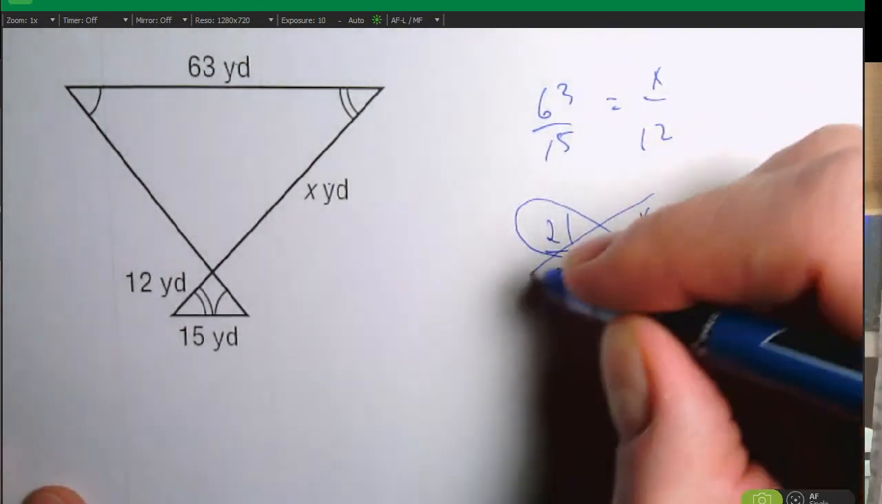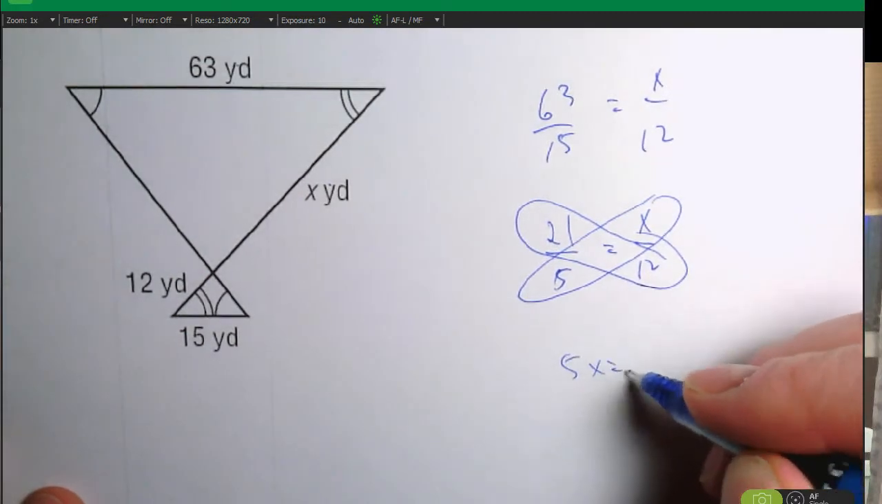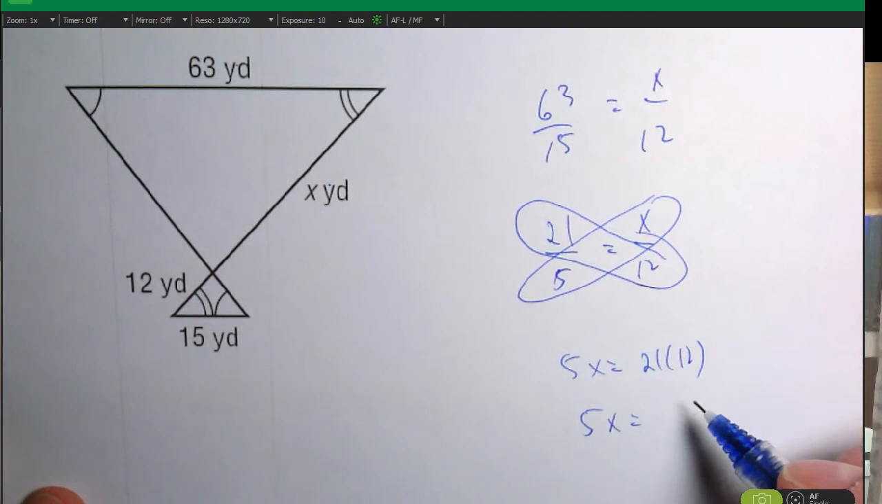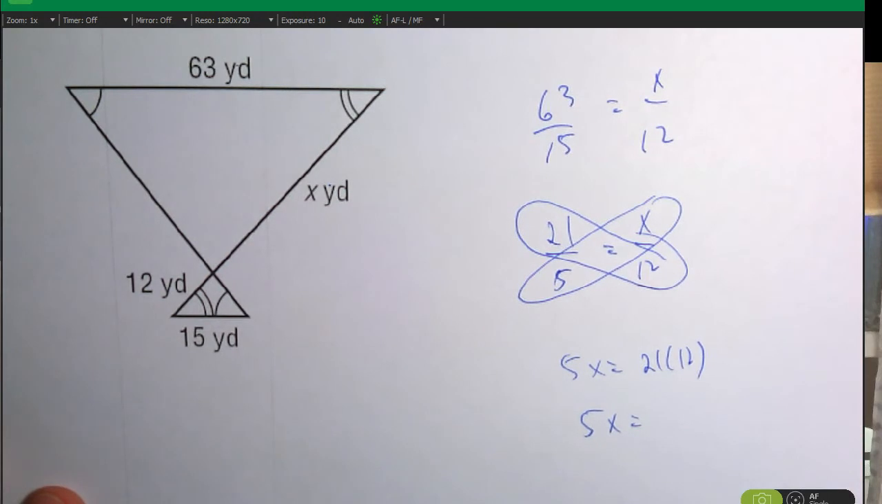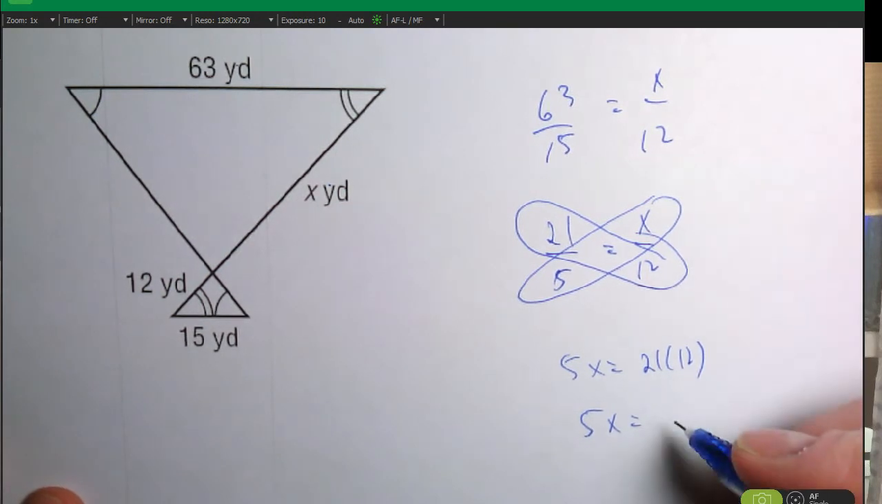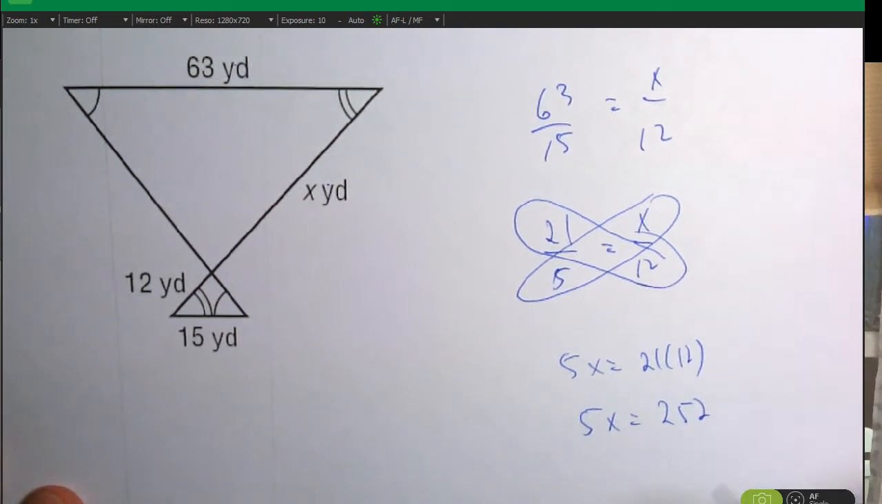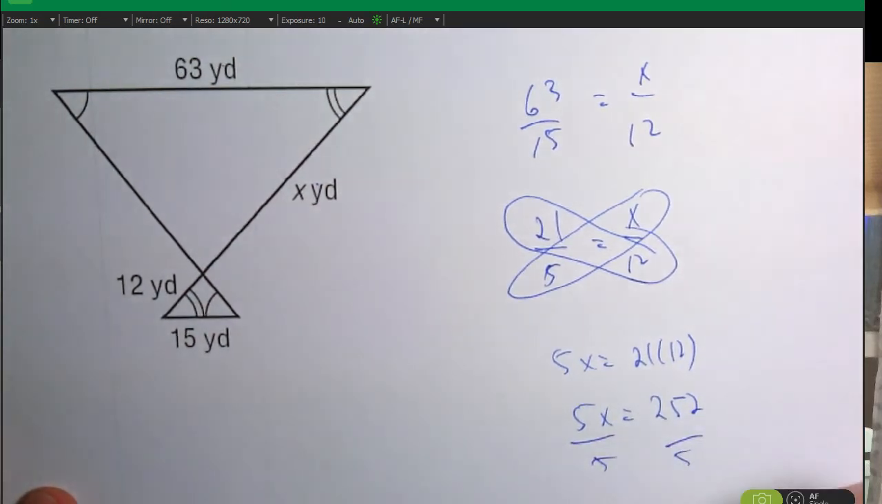That does make it a little bit easier to multiply then. 5x equals 21 times 12. 5x equals 210 plus 42, 252. Yeah. And then divide by 5. We get x equals 50 and 2/5, or 50.4.